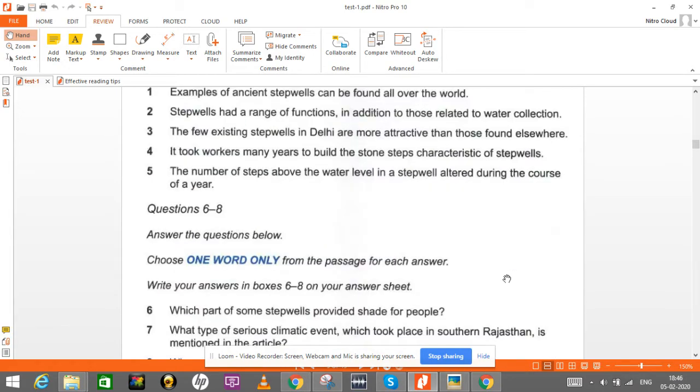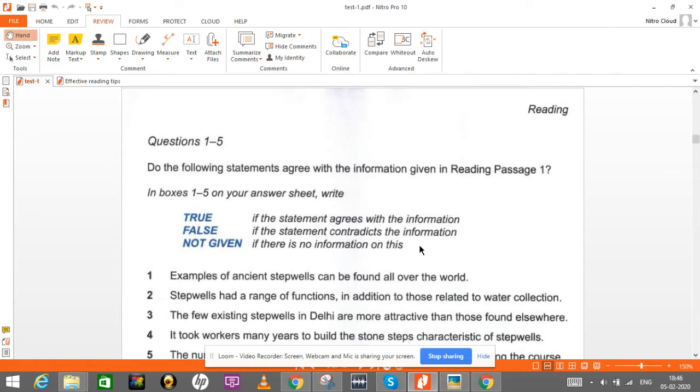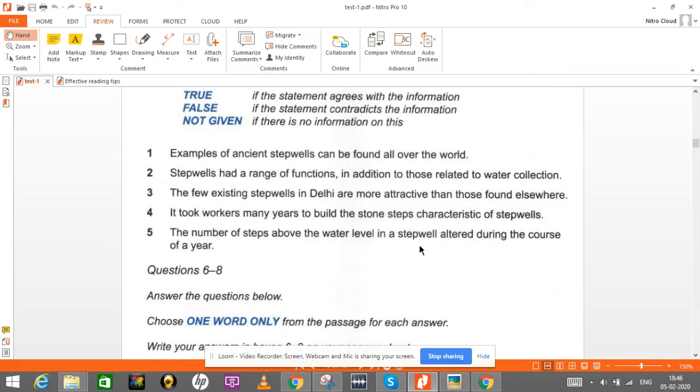We will discuss this instruction under true, false, not given, or for this particular question under the category of types of formats of question. That will be our fifth element. The first one is your time, the second one is the instruction, and this is what we are discussing.